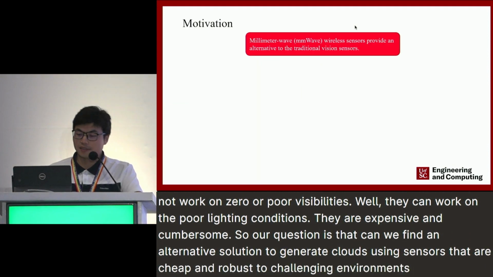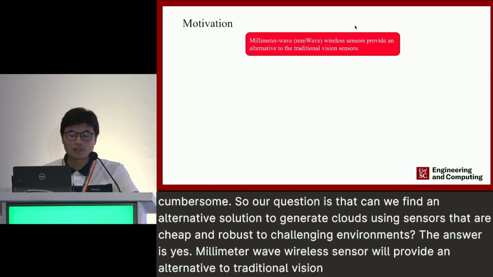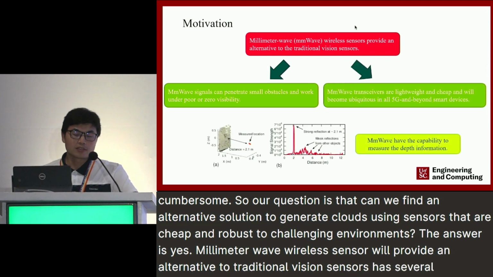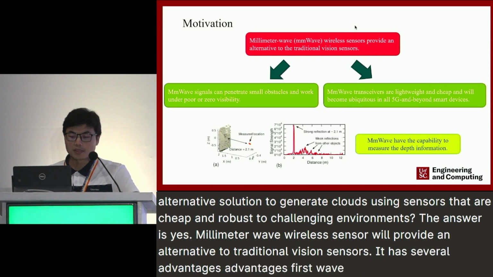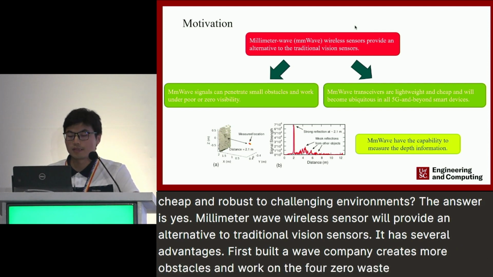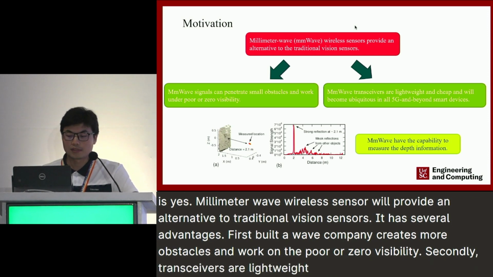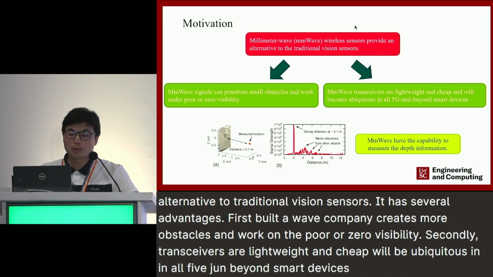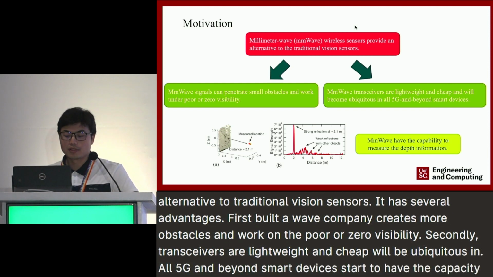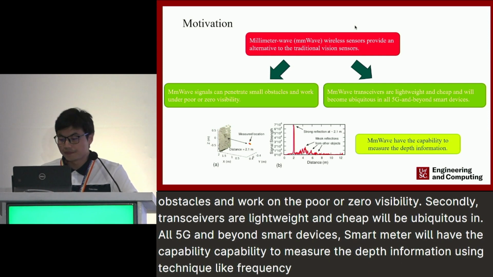The answer is yes. MilliPCD wireless sensors provide an alternative to the traditional vision sensors. It has several advantages. First, mmWave can penetrate small obstacles and work under poor or zero visibility. Secondly, mmWave transceivers are lightweight and cheap, and will be ubiquitous in all 5G and beyond smart devices. Third, mmWave has the capability to measure depth information using techniques like frequency modulated continuous wave.